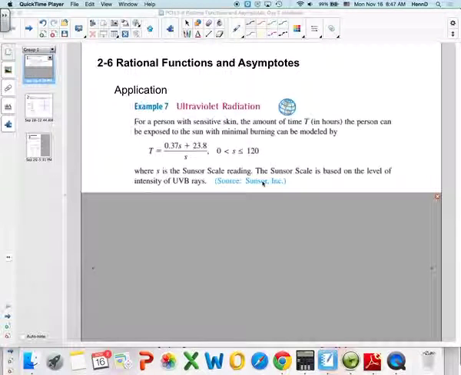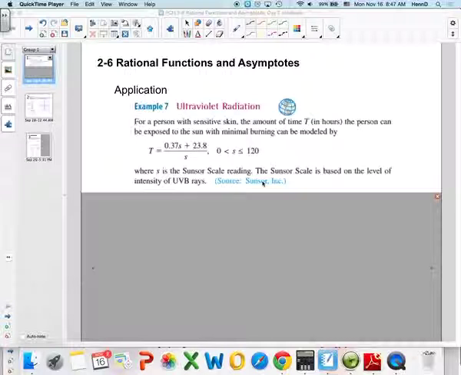So I want to look at one application, and then I want to look real quickly at another application related to rational functions of something we did before, the polynomial long division. Okay? So first of all, our application, just to see how something like this could be used.